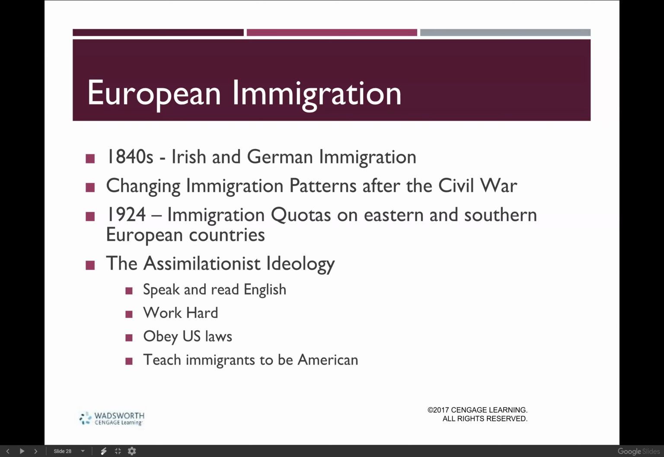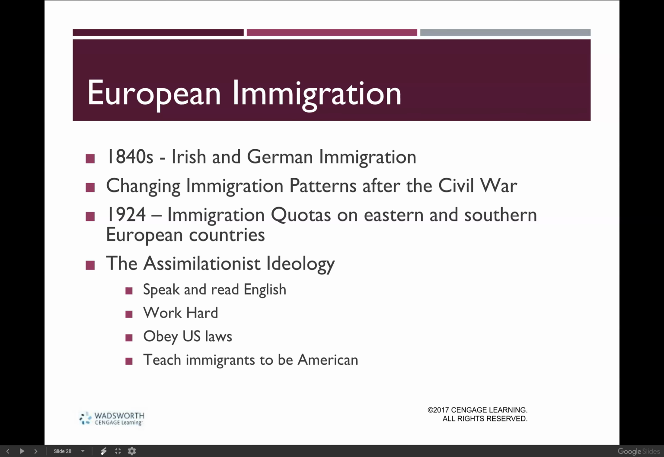So in the 1840s, we had Irish and German immigration, and those were the people that were looked down upon. They had language restrictions and had to only take certain jobs. Then after the Civil War, it changed a bit. In 1924, there were quotas on certain European countries, so only a certain number of people could come from Eastern or Southern Europe.